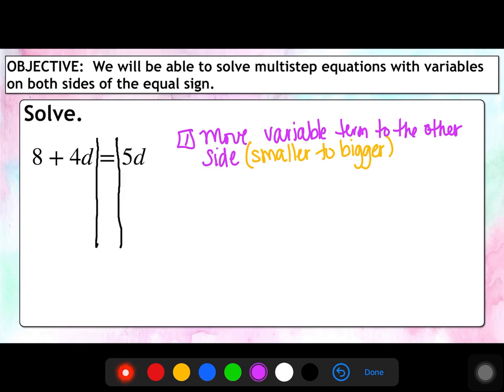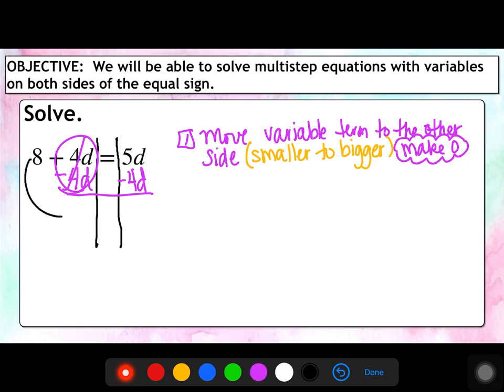And the way I'm going to do that is I'm going to say, this is a positive 4D, so I'm going to take the whole term and do a minus 4D. Remember, this was the make 0. We want to make 0 with that entire term. That means I'm going to include the variable this time. So negative 4D on the left, negative 4D on the right. The positive 4D and the negative 4D make 0, which is exactly what I want. I get 8 equals, then I just have 5D and a negative 4D. Well, that makes 1D.